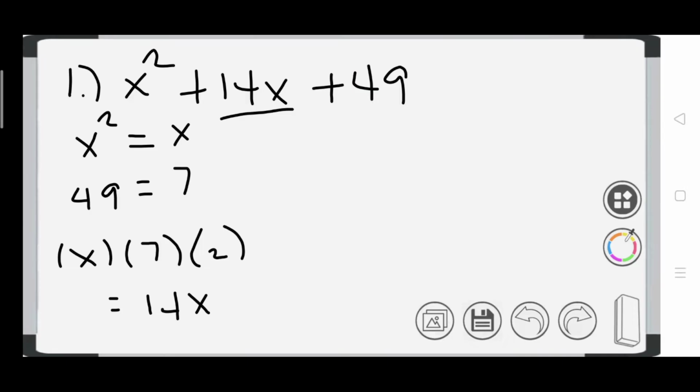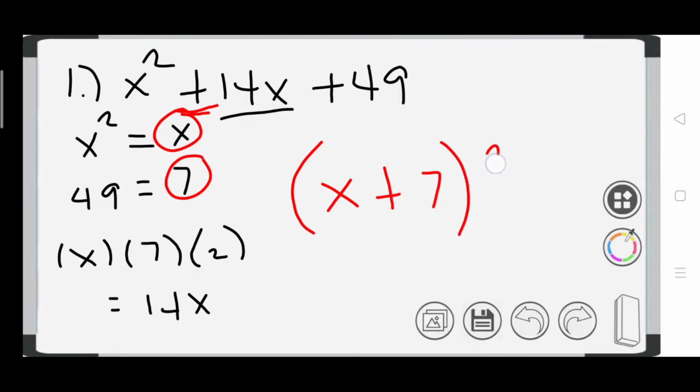Pag na-verify na natin, pwede na nating isulat ang sagot. So kunin natin yung square roots nila, yung x, and then para sa sign, tignan nyo lang yung sign ng middle term. So that is positive. And then we get the square root of the last term squared. So it is x plus 7 squared or x plus 7 times x plus 7. Let's try another example. Number 2.